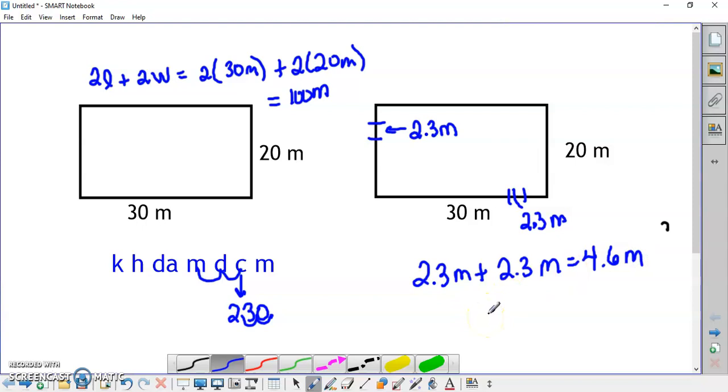Now we need to subtract 4.6 meters from the 100 meters of fencing. We need to buy 95.4 meters of fencing.